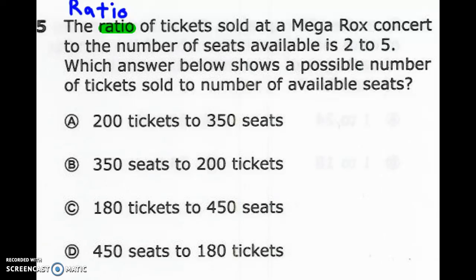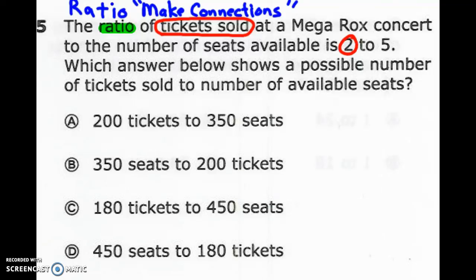So when it's at the beginning of the problem, you have to do what is called make connections. What that means is you are going to connect the first thing you saw to the first number you see. So the ratio of tickets sold, so tickets sold is the first thing I see. The first number I see is the number 2. Those are going to connect together.